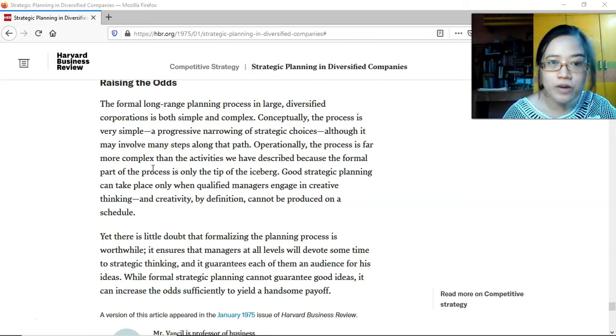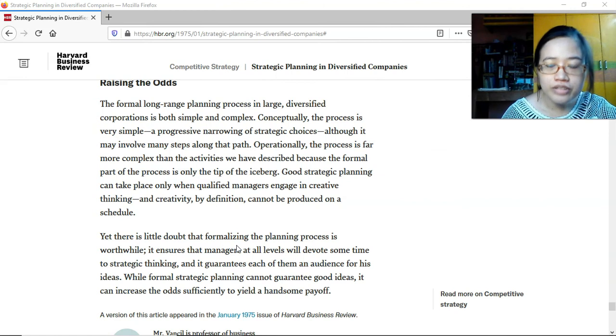Operationally, the process is far more complex than the activities we have described because the formal part of the process is only the tip of the iceberg. Good strategic planning can take place only when qualified managers engage in creative thinking, and creativity by definition cannot be produced on a schedule. Meron mga ganun. Sometimes you're already implementing a project or a program, tapos in the middle of all that, maybe you get an idea on how to better improve the situation. So sometimes you really have to be flexible in incorporating a plan or in implementing a plan.